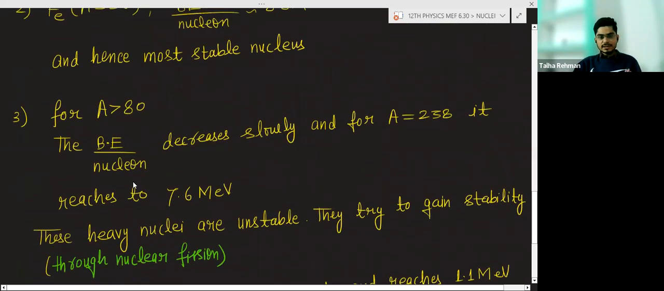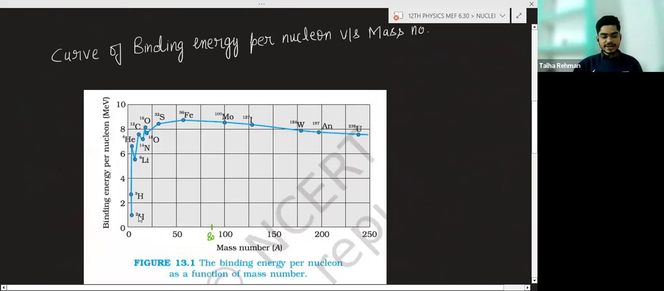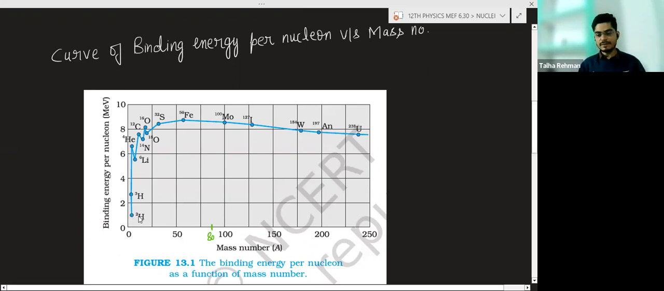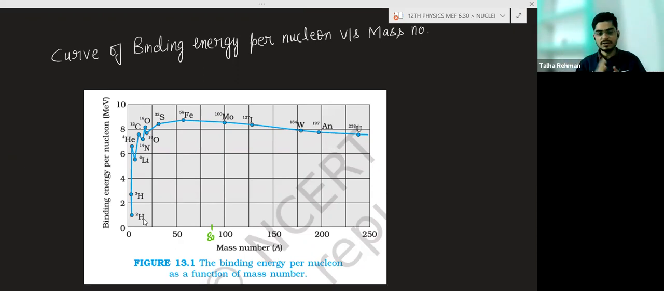Basically mass number is less, so these nuclei are smaller in size, or you can say lighter nuclei. These have less binding energy per nucleon, means these are less stable. So what will they do to gain stability? They will do nuclear fusion, they will combine. That is known as nuclear fission and nuclear fusion.